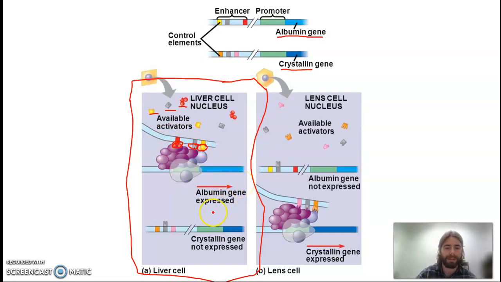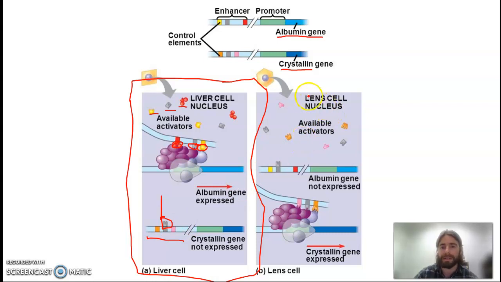On the crystalline side of things, even though there is one activator available, this gray activator, the other two enhancer portions, these distal control elements, are absent of protein, and because of that, the crystalline gene is not expressed, and the transcription initiation complex is not achieved.